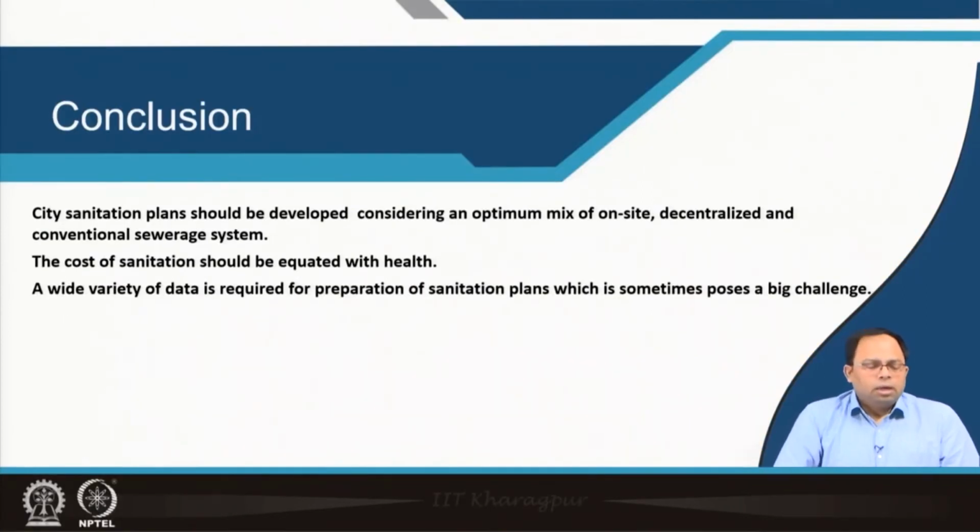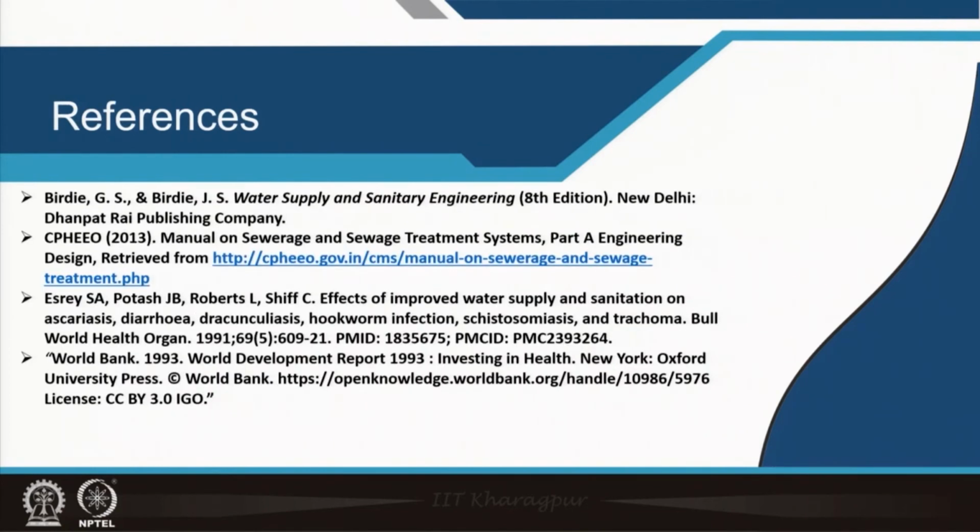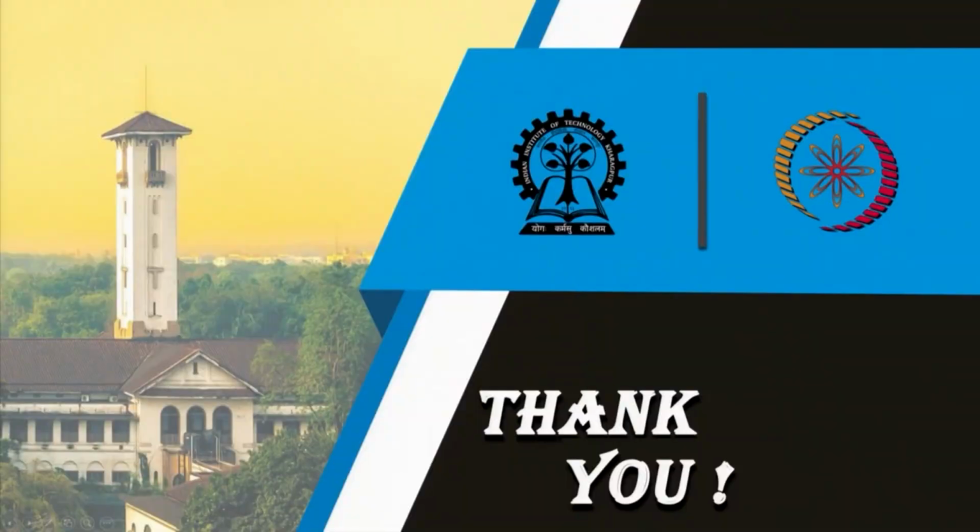So, to conclude, city sanitation plan should be developed considering an optimum mix of on-site, decentralized and conventional sewerage systems. The cost of sanitation should be equated with health, then only we can justify many of the costs of building this kind of infrastructure. A wide variety of data is required for preparation of sanitation plan, which sometimes poses a big challenge, particularly in the Indian context. So, these are some of the references you can study. Thank you.